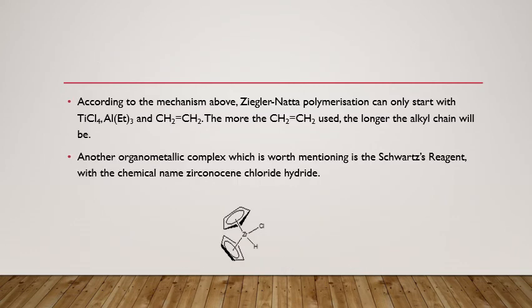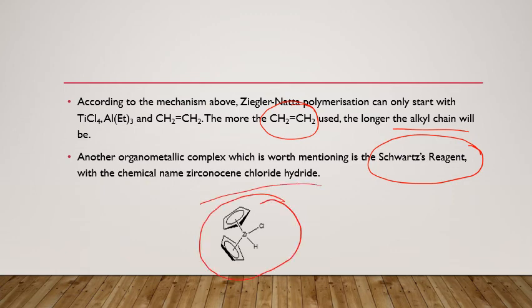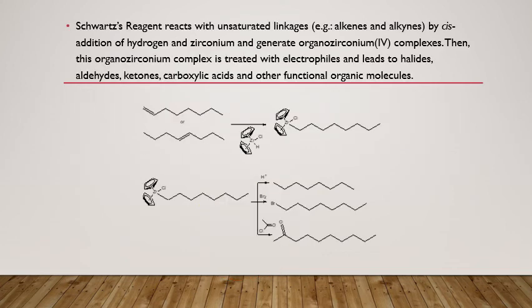Next, according to the mechanism, the Ziegler-Natta polymerization can only start with the TiCl4, AlEt3 and CH2. The more CH2 used, the longer the alkyl chain. Next, the other organometallic complex that is worth mentioning is the Schwartz reagent, where the chemical name is zirconocene chloride hydride. This is the structure for the complex.